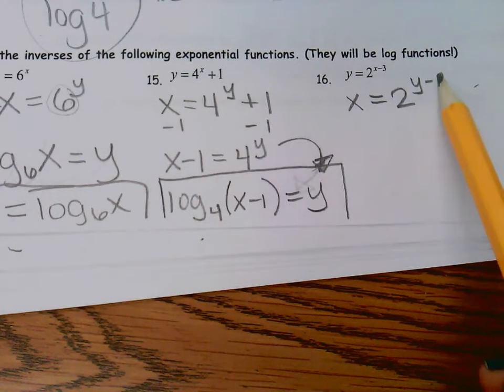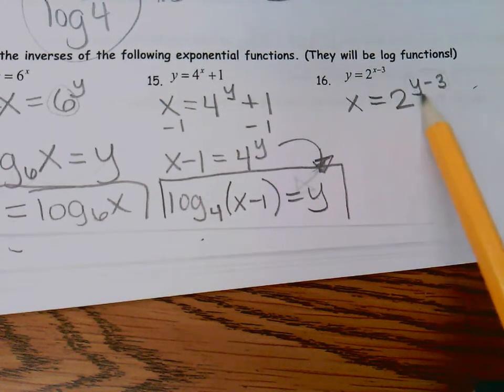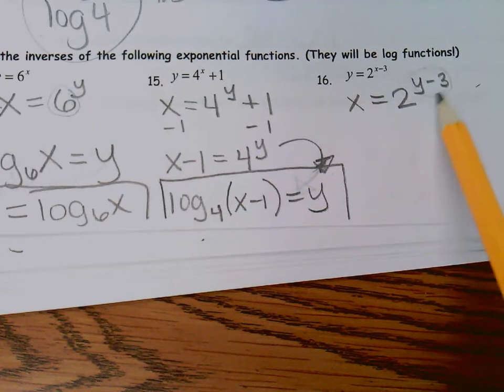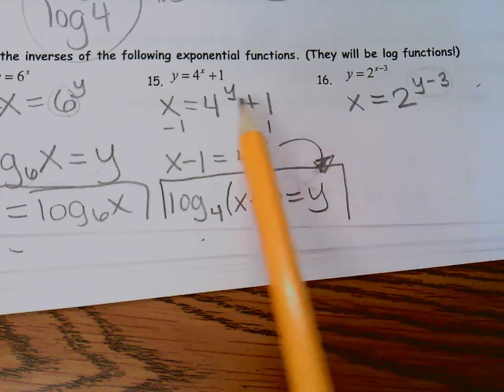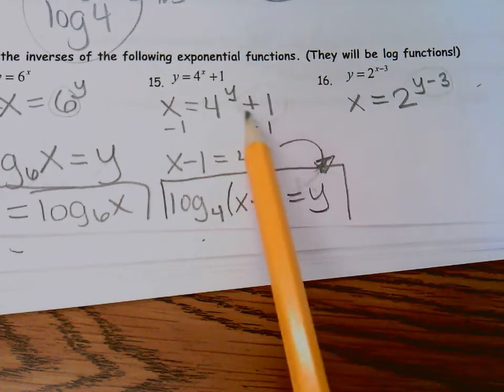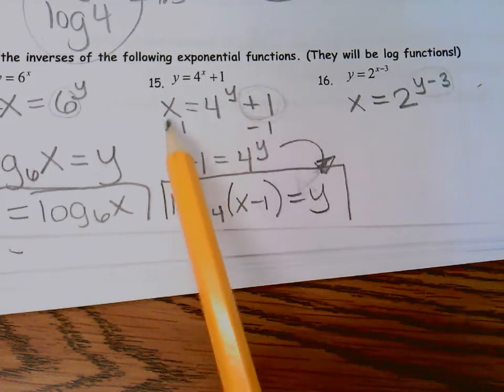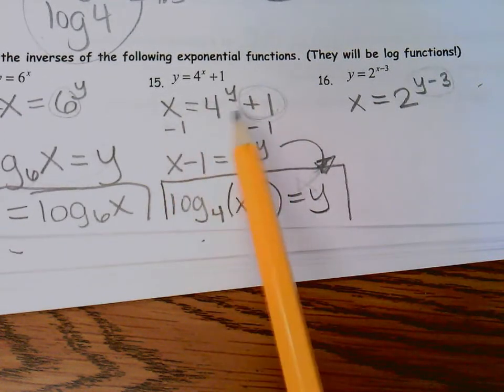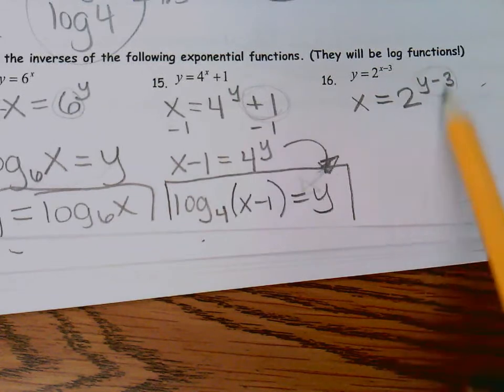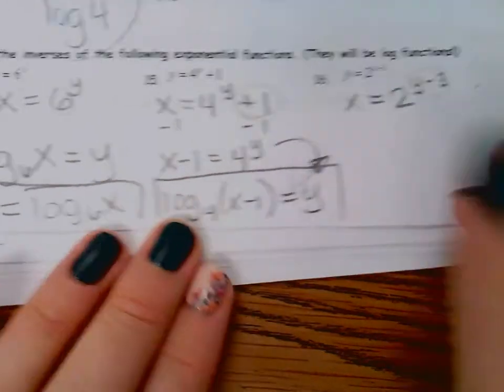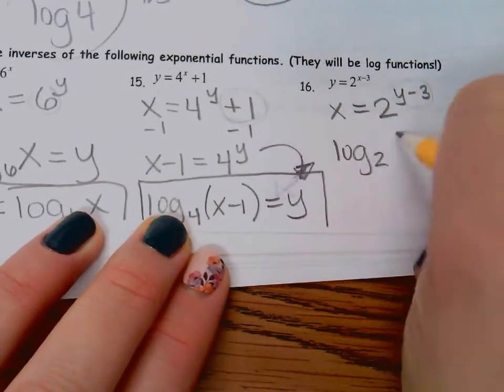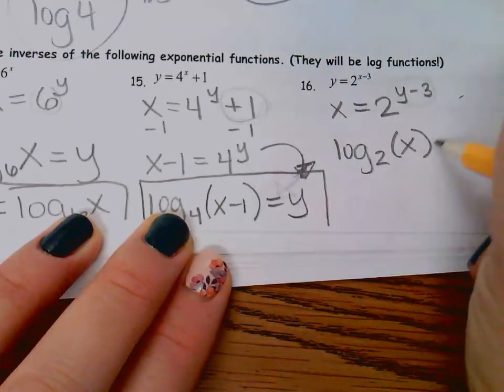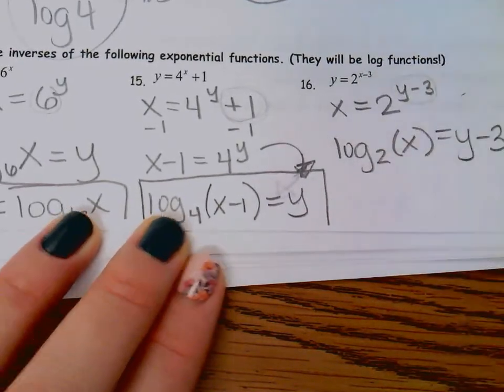Now, see how all of this stuff is caught up in the exponent? I don't have to move that plus 3 to the other side. Over here, this plus 1 was outside the exponent, so I had to move it to the other side before I could change format. I can change format directly from this step. So my base is going to be 2, x goes inside the log, and y minus 3 gets set free.